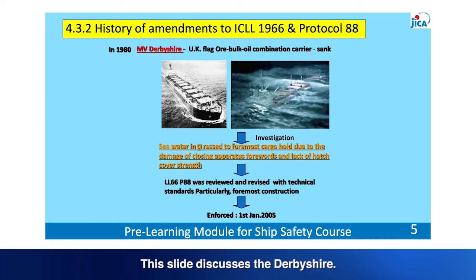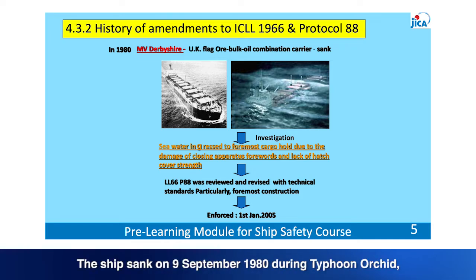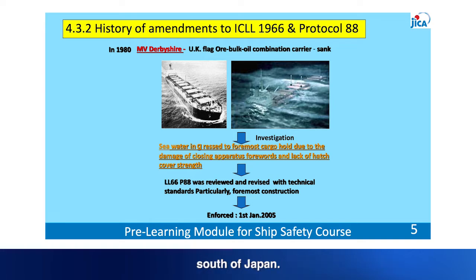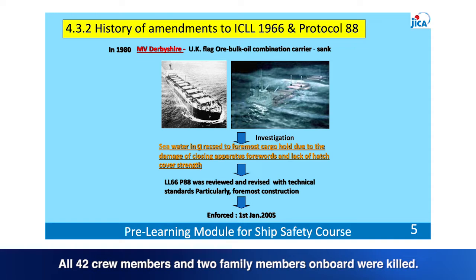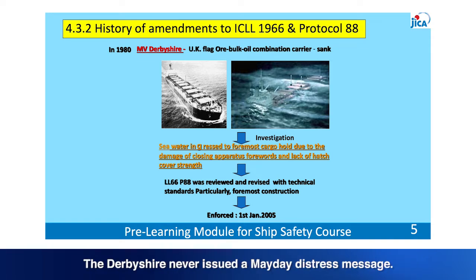This slide discusses the Derbyshire. At 91,655 gross tonnage, the 4-year-old Derbyshire was the largest British ship ever lost at sea. The Derbyshire was an all-bulk oil combination carrier, built and registered in 1976. The ship sank on 9 September 1980 during Typhoon Orchid, south of Japan. All 42 crew members and 2 family members on board were killed. The Derbyshire never issued a Mayday distress message.